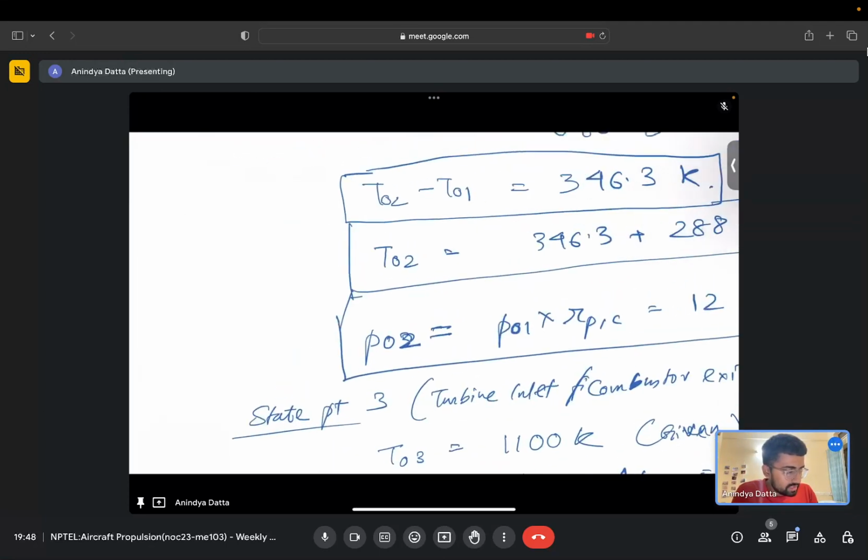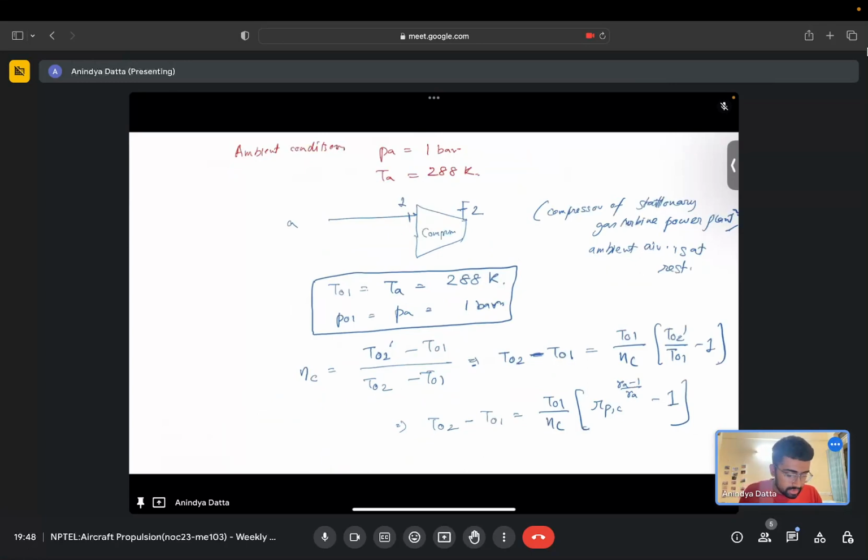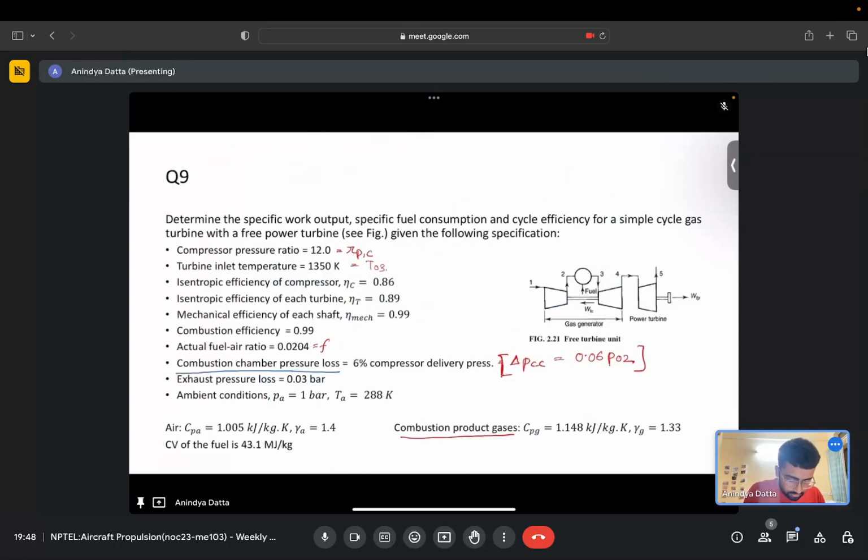Again, to repeat this, in this case this is our high pressure turbine, and this is our low pressure turbine. The work output from the high pressure turbine should be just enough to run the compressor, and that is how this gas turbine power plant is designed.